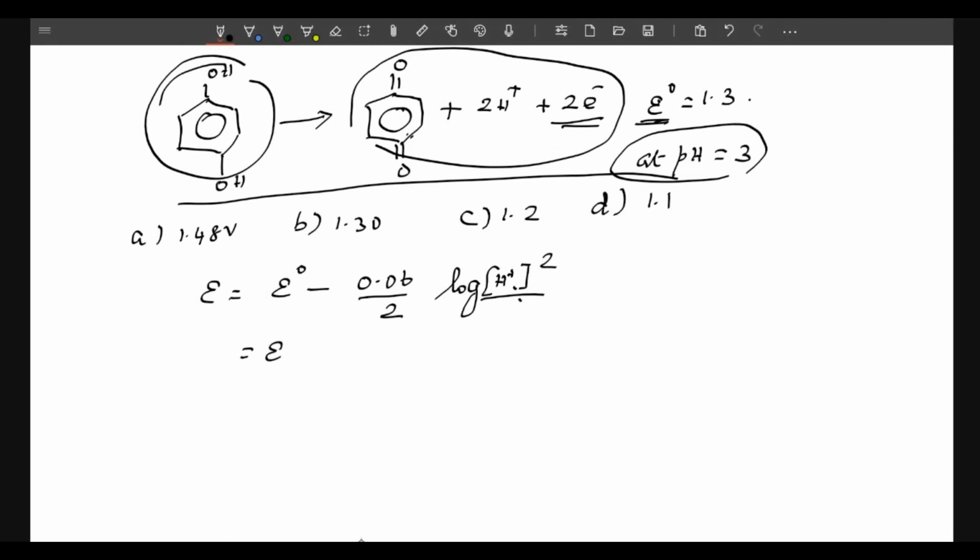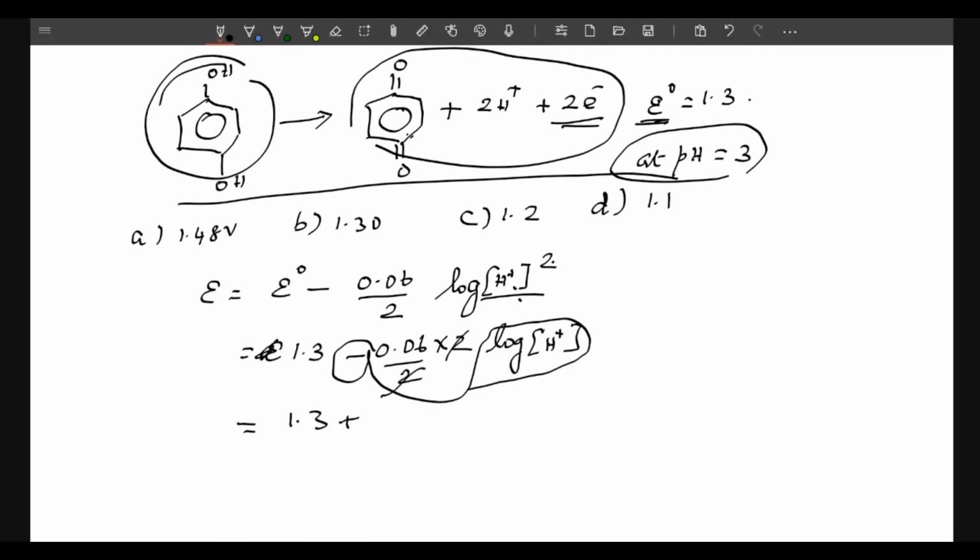Look at the slight change in this. Instead of epsilon, we write it as 1.3 minus 0.06 by 2, and power 2 can be brought before the log, and the log of H plus. This and this get cancelled. 1.3 minus log of H plus is nothing but, tell me, what is minus log of H plus? pH. Therefore, now the equation is changed to 1.3 plus 0.06 pH. At pH 3, just put 3 and multiply it. What is the correct answer? Option A is the correct answer. This is the question you answer.